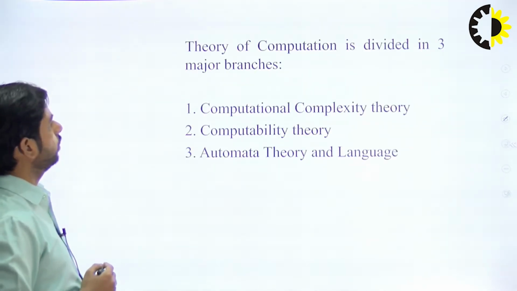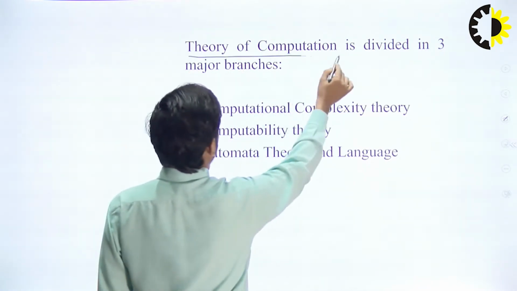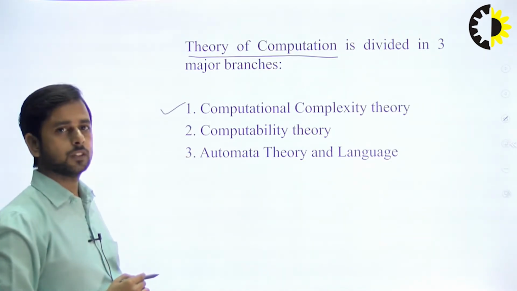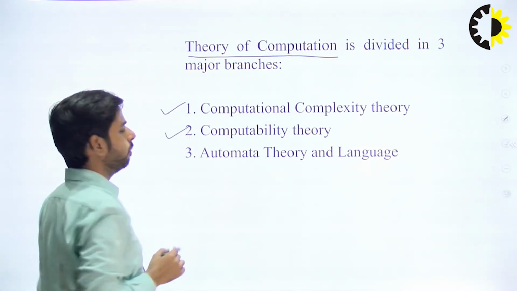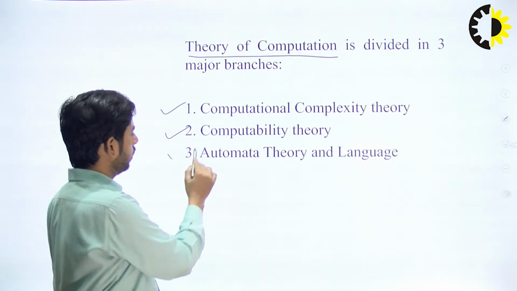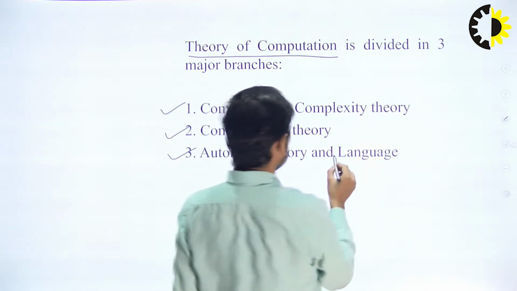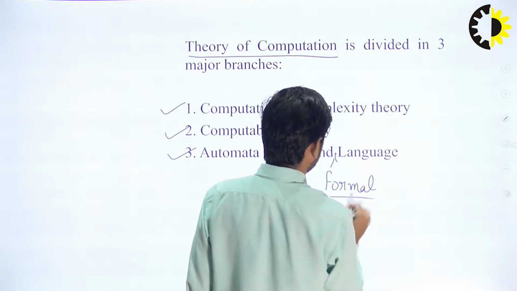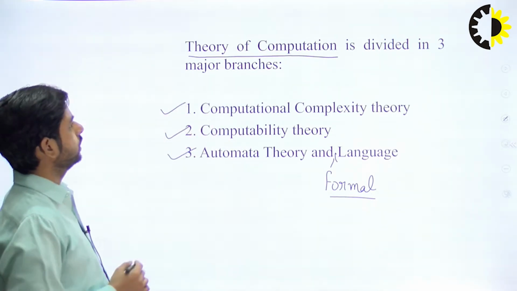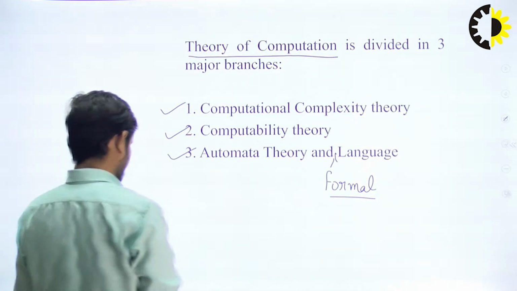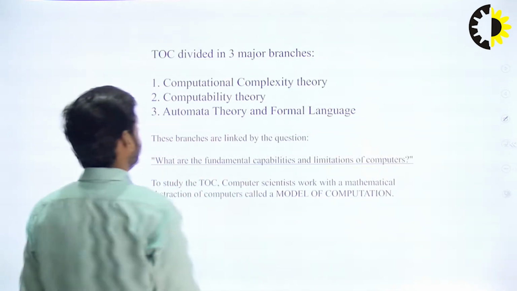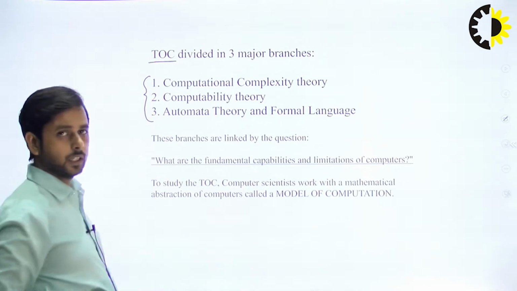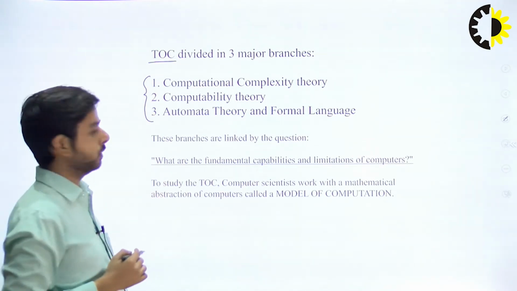Now the theory of computation is divided into three major branches. The first branch is computational complexity theory, the second branch is computability theory, and the third branch is automata theory and formal languages. I am writing here formal languages. In short, we write it as TOC, theory of computation. It is divided into three major branches.